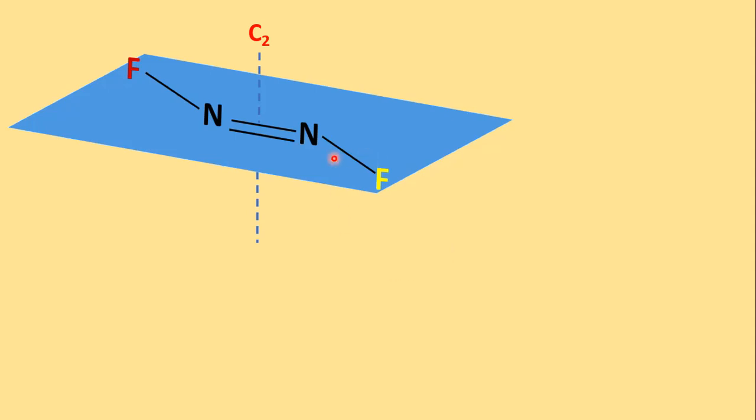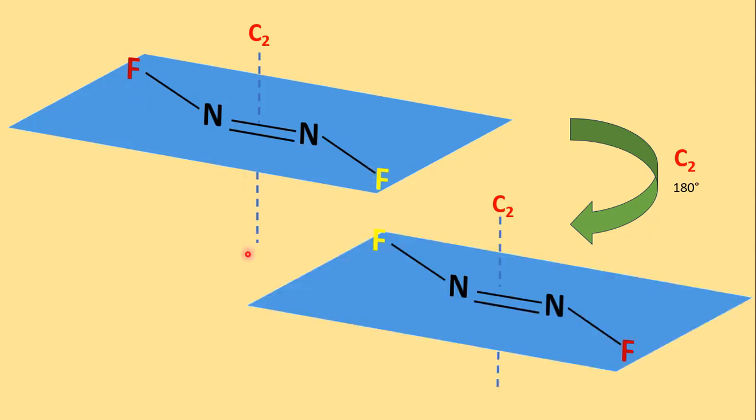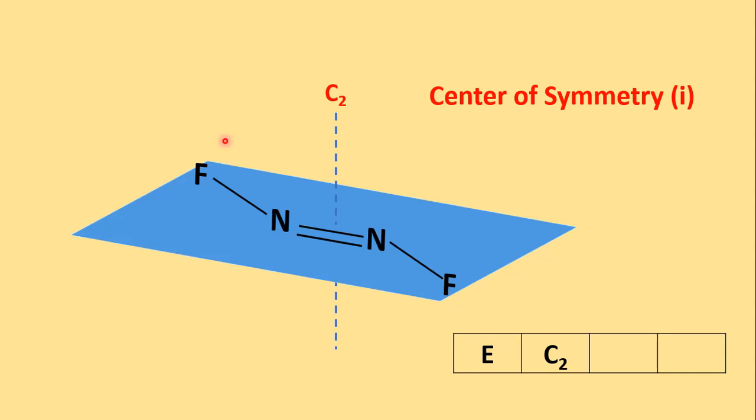And we have colored the two fluorine atoms differently. This is brown and this is yellow. Upon 180-degree rotation, that is the C2 rotation, the brown will come here, the yellow will go there. And upon another 180-degree rotation, the yellow will come here, the brown will go there, and so the original structure is restored. The same appearance is repeated twice during the complete 360-degree rotation, and so it is the C2 axis.